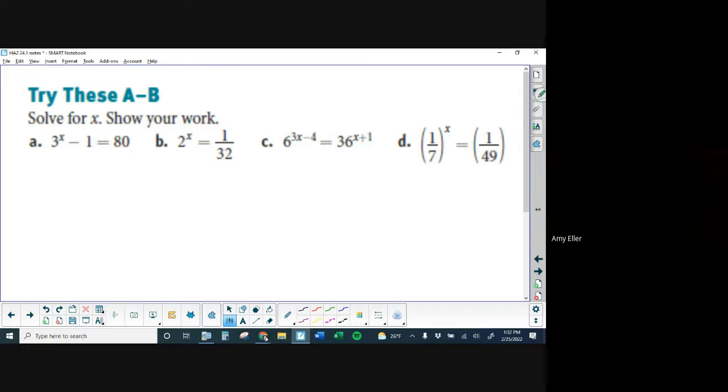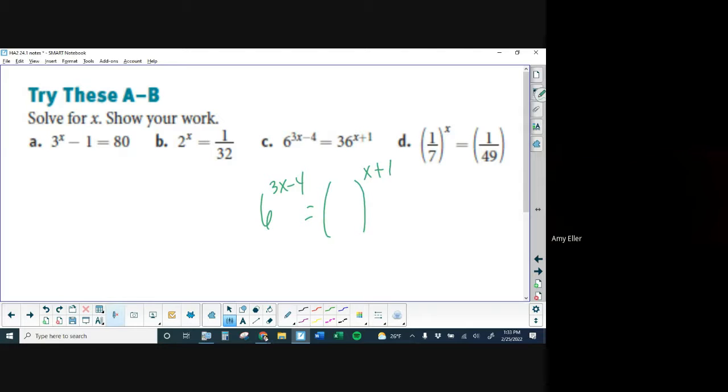Okay. I love practice. In letter C, are we going to get the base to be 6 or 36? 6. You could do either, but usually people do the smaller number. So we're going to get them both to be a 6. I want to know how to do it.